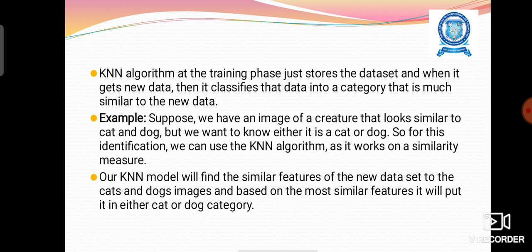For example, we have an image of a creature that looks similar to a cat and a dog, but we want to know whether it is a cat or a dog. For this identification, we can use the KNN algorithm. It will find the similar features of the new data to the cat and dog images, and based on the most similar features, it will put it in either the cat category or the dog category.